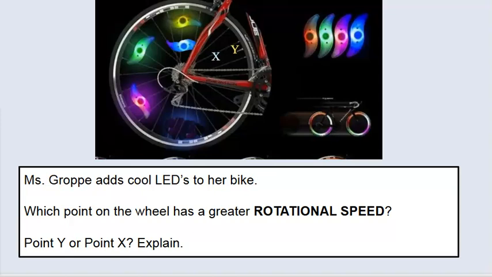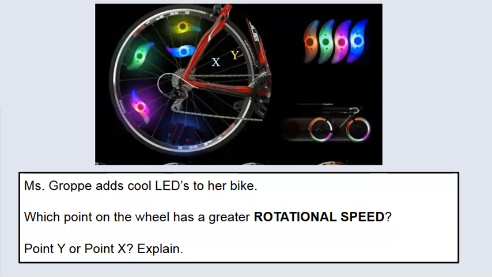So I go out and put super cool LEDs on my bicycle, so they're going to go around and around and around. Which point on the wheel has a greater rotational speed? Point Y, where the yellow LED is, or point X, where the blue LED is? Okay, I don't think the answer's on the next page. I think I have to explain it. So it is a trick question.